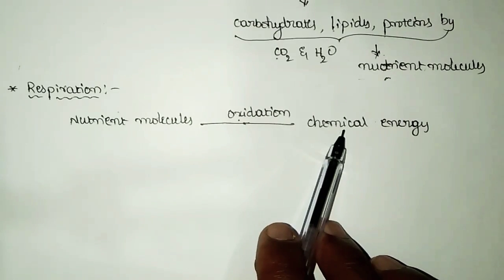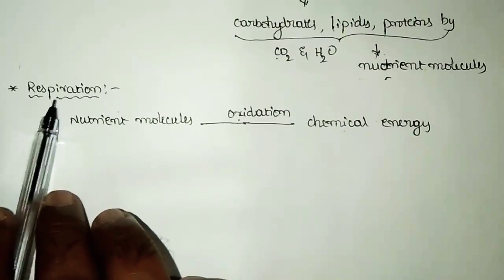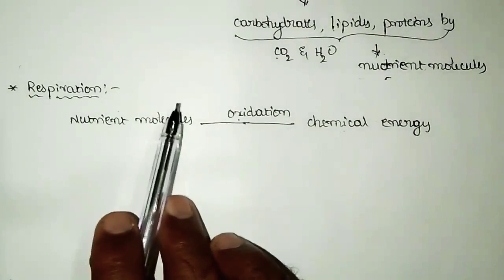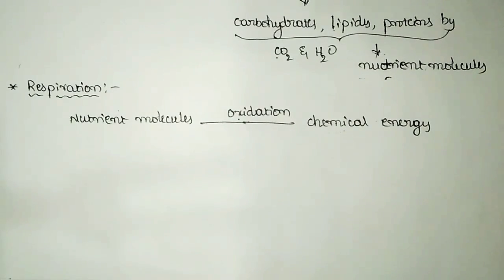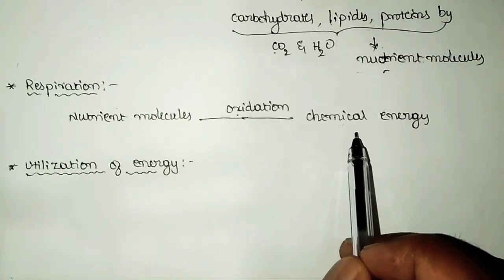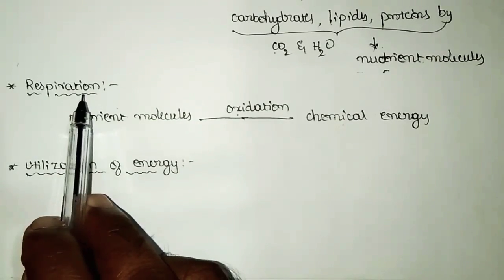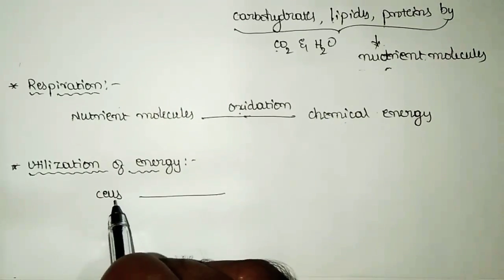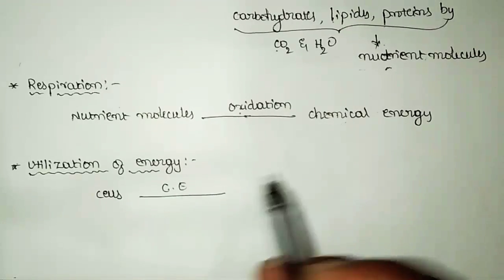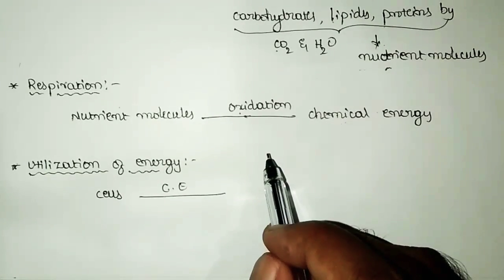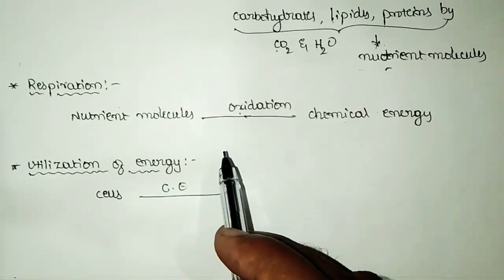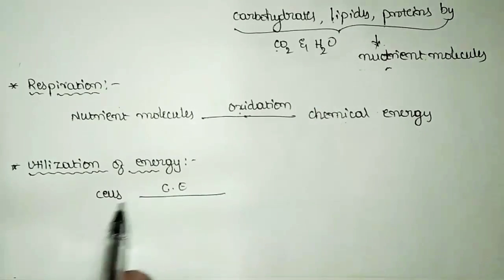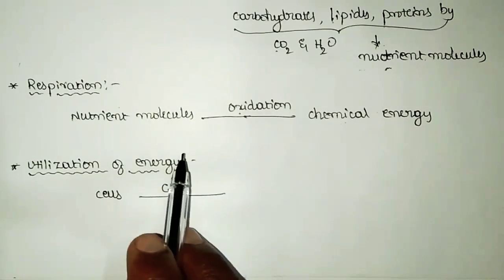Whatever chemical energy is produced in the cells through respiration will be utilized by the cells once again in order to perform the cellular activities. That is, the cells will utilize the chemical energy in order to perform cellular activities such as the synthesis of cellular components, transportation of the metabolites across the membranes, and muscle contraction. All these things will be performed by the cells.